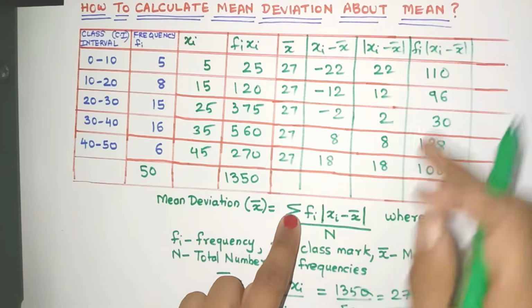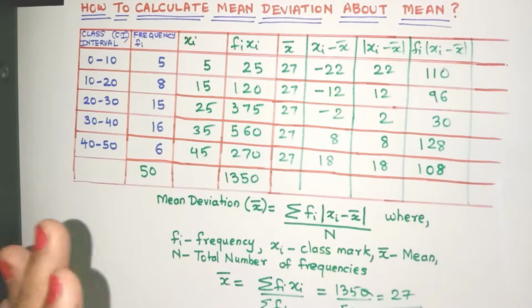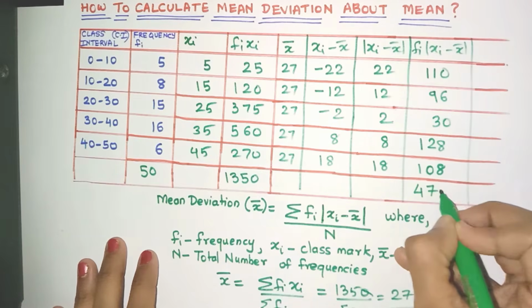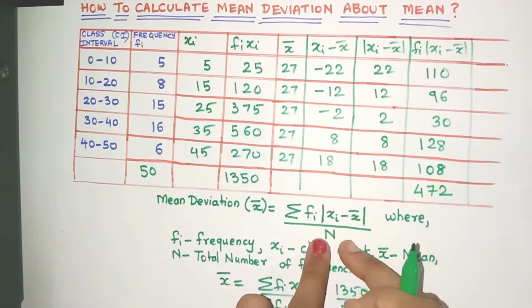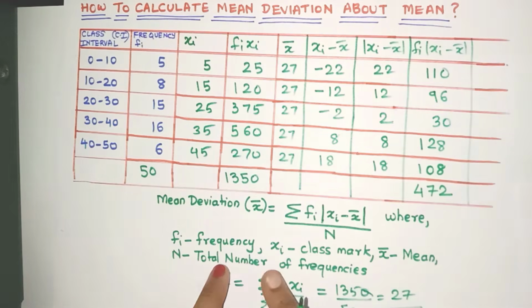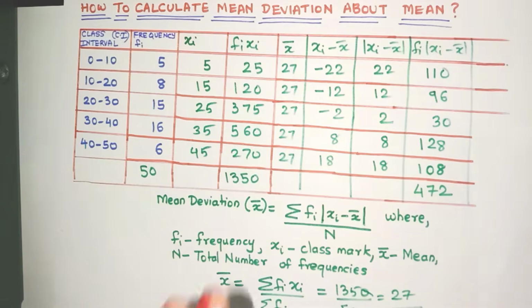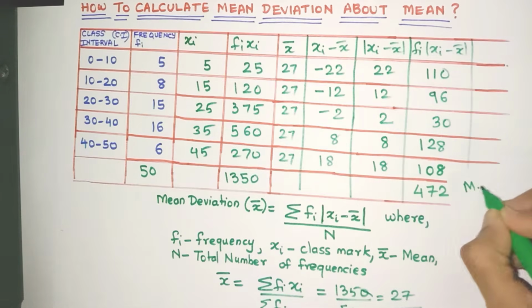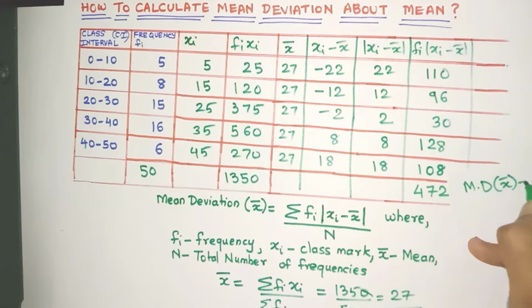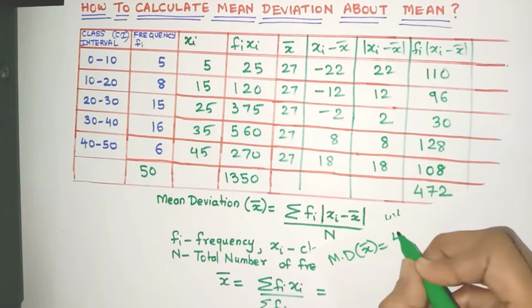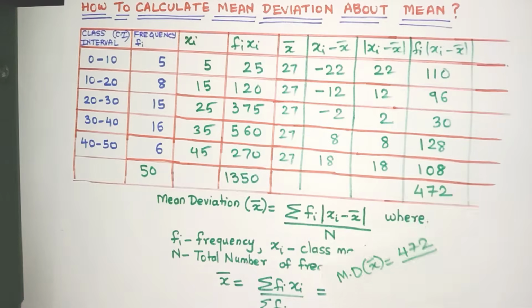Now again, let's check what do we need. Yes, we need sigma of all these values, that is addition of all these values. Now when you add all this, it comes to 472 friends, okay? And we already know what is n. N is nothing but the total number of frequencies which we have already found. So let's just substitute all the values. So the mean deviation about the mean is nothing but sigma fi modulus of xi minus x bar divided by n, which is 472 divided by 50, the total number of frequencies.